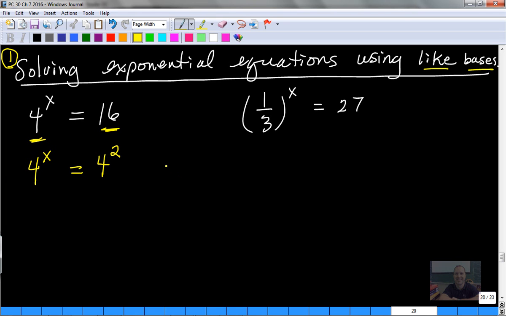Now, if you look at this equation, you see that this is almost identical. And when the bases are identical in an equation, that means that the exponents must also be identical. That they must equal each other. If the bases equal each other, the exponents must equal each other. So that is a very important little note.